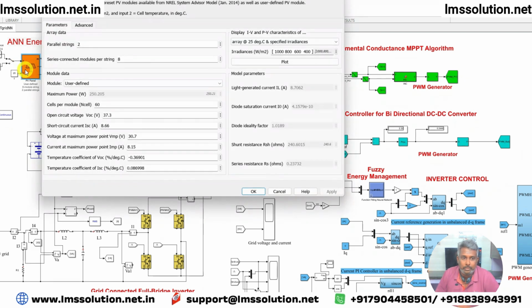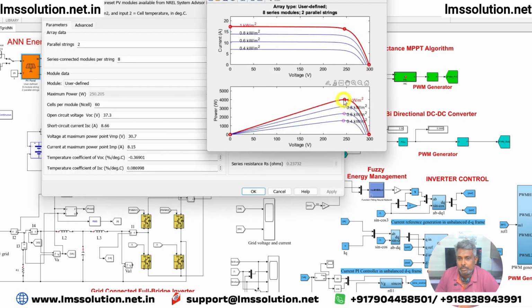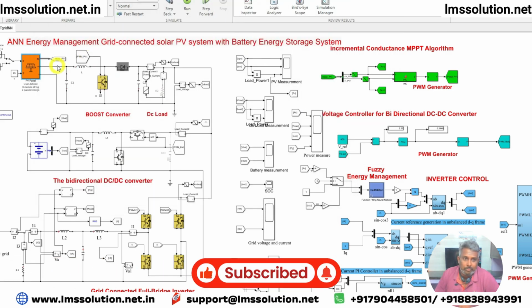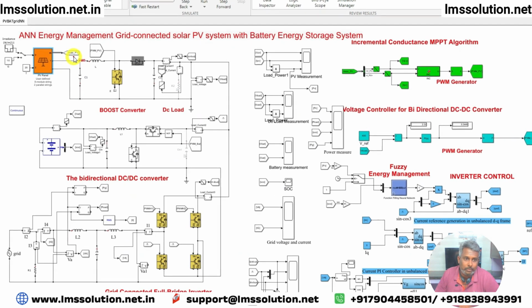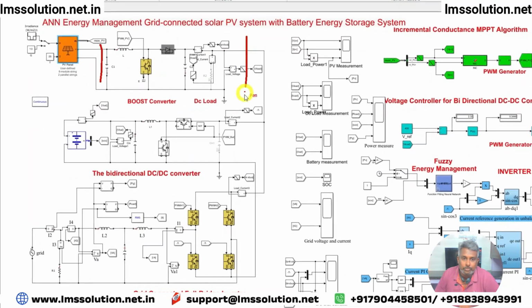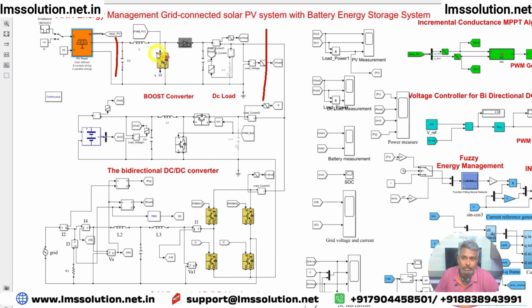Here you will see the rating of the PV we considered. We consider 8 series connected modules and 2 parallel strings. A single panel is 250 watts, so roughly it can generate around 4000 watts maximum at standard test condition, that means 1000 watts per meter square and 25 degrees Celsius. The voltage at standard test condition is around 245.6. The voltage will be maintained around 240 to 250 volts at the terminal of the PV array, and then it will be boosted to 400 volts by the boost converter along with the MPPT.